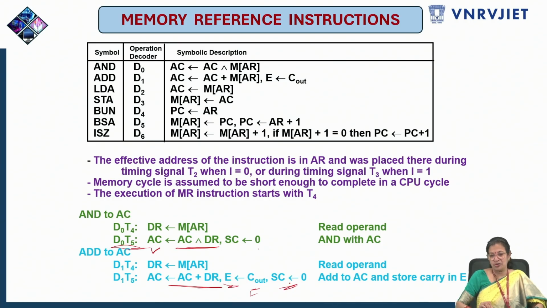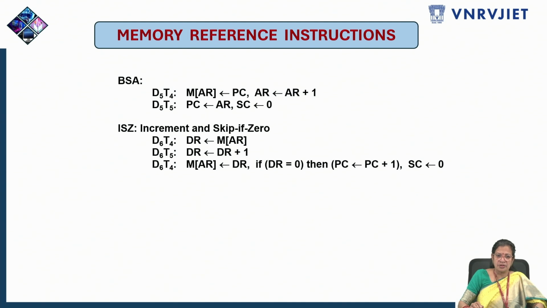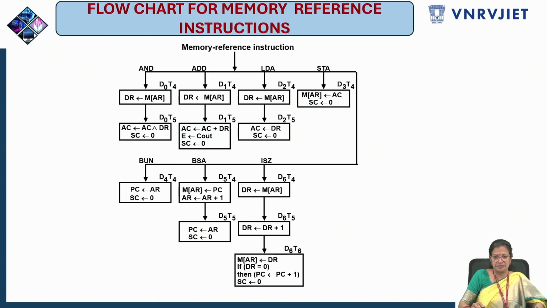And after that, the sequence counter will be made 0. See, I said that after execution of every instruction, the sequence counter is cleared in order to start a new instruction. Right? That is how this becomes a cycle. So the same is the case for the remaining instructions. In the same way, based on the operation, it shows what data transfers happen for different instructions. This is also a memory reference instruction. I have explained one or two as examples. I am skipping these.